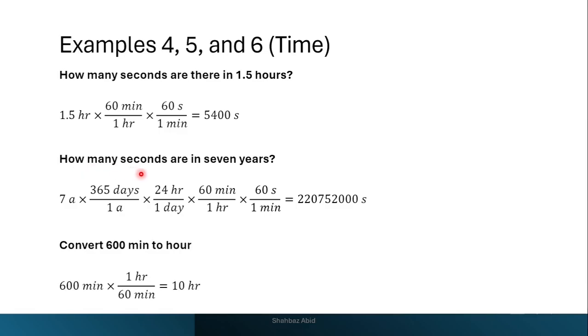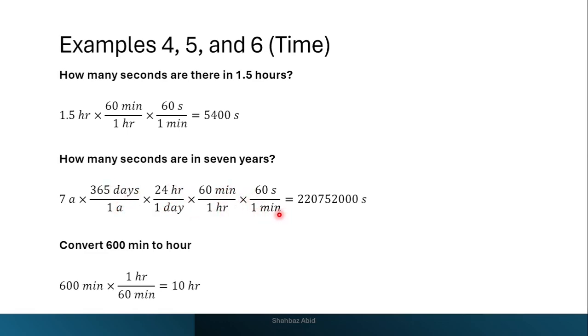Another example, how many seconds are in 7 years? The symbol of a year is A. So 7 years multiply. 1 year has 365 days, assuming it's not a leap year. So 1 year has 365 days, 1 day has 24 hours, 1 hour has 60 minutes, and 1 minute has 60 seconds. So you can see that all of these units are going to cancel out.